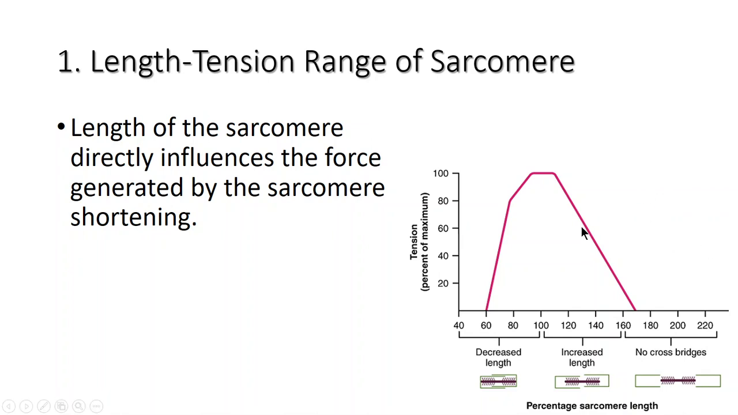This line graph depicts the relationship between tension and length in the sarcomere. Sarcomeres produce maximum tension when thick and thin filaments overlap between about 80 to 120% of the resting length of the sarcomere. Simply put, the tension generated in the skeletal muscle is a function of magnitude of overlap between actin and myosin filaments.